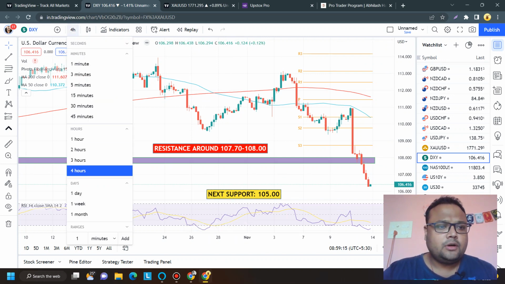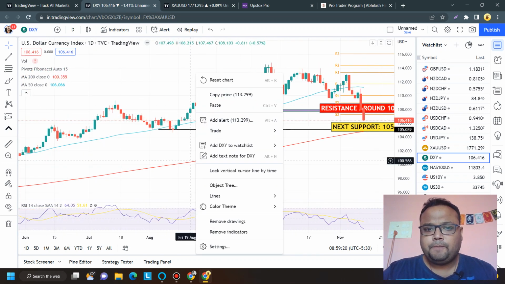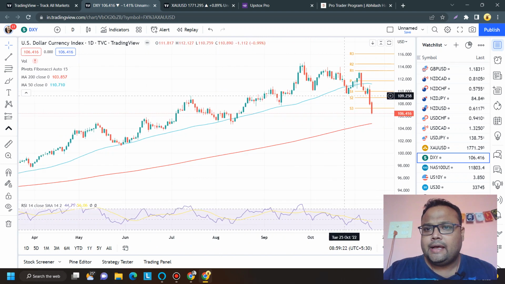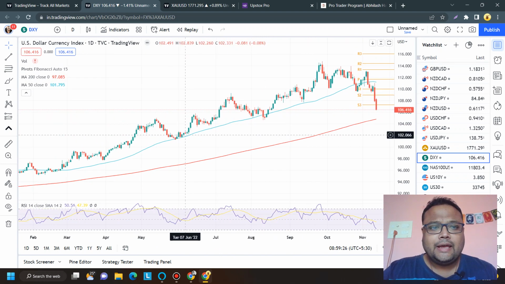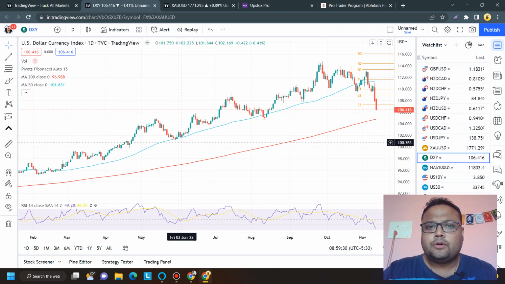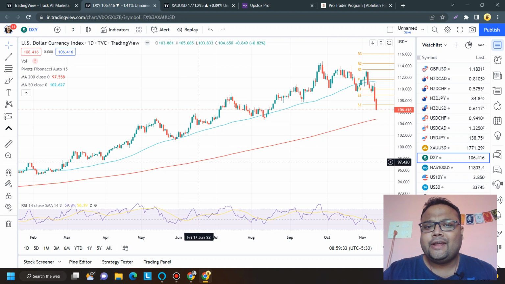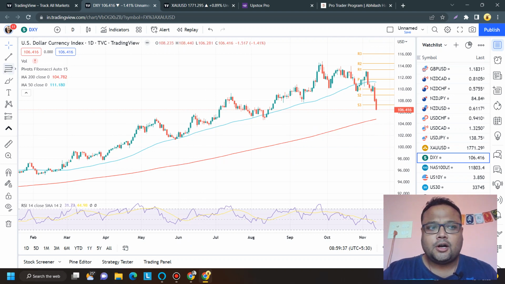Let me take you to the daily chart. See, this is the daily chart. Let me remove the drawings, and see, this is the condition of the DXY on the daily chart. As you can see, previously the 50 moving average was providing support to the market. So right now all hopes are on the red line, the 200 moving average, because the 50 moving average is gone.